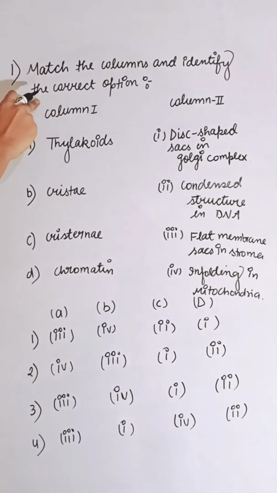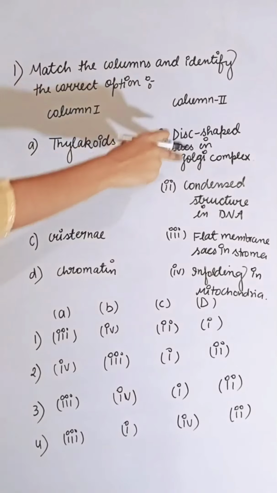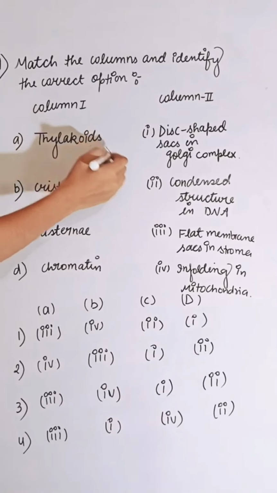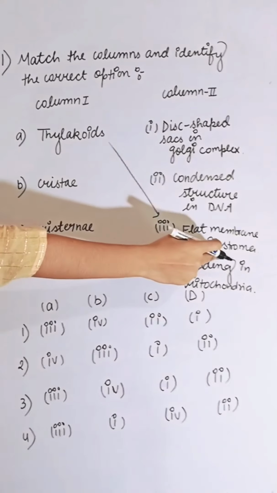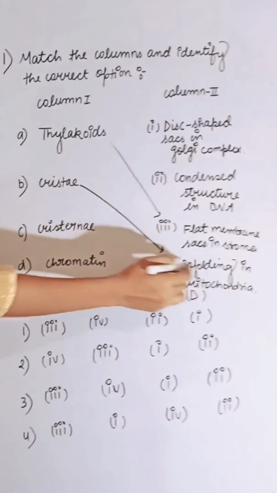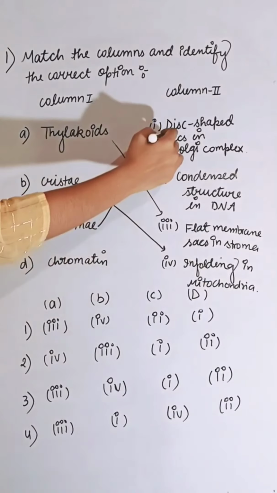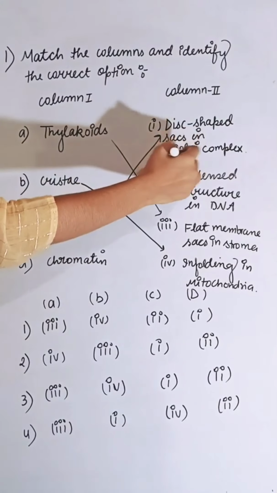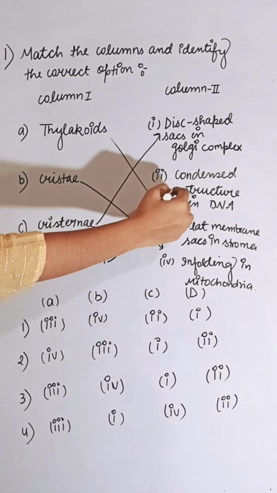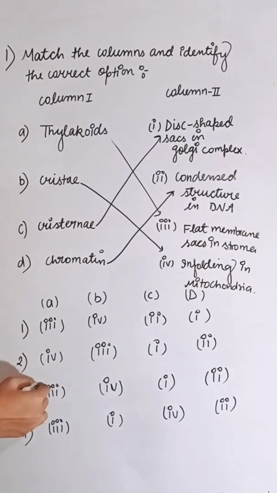Match the column and identify the correct option. Column 1 and column 2. These all are the options. Thylakoid is a flat membrane sac in stroma, cristae is infolding in the mitochondria, and cisternae is a disc-shaped sac in Golgi complex. Chromatin is a condensed structure in DNA. So correct answer is 3.